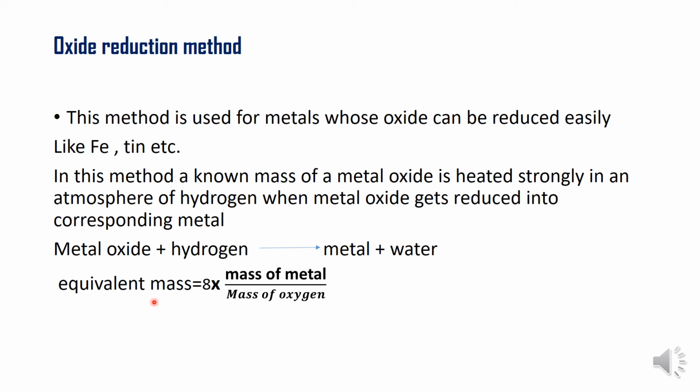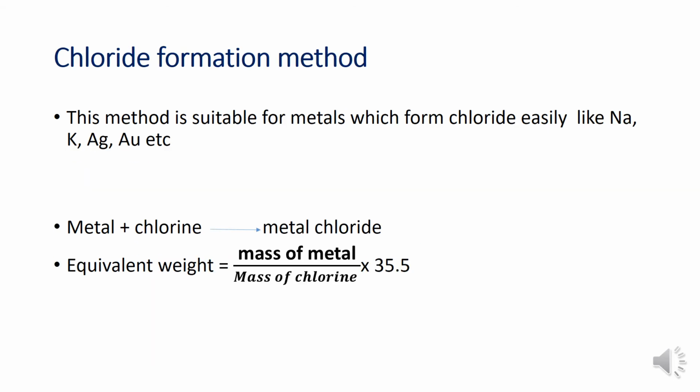So we will find out the formula for equivalent mass, same as earlier, 8 into mass of metal by mass of oxygen. Okay, so if metal oxide is given, you have to subtract metal from metal oxide, and then you will get oxygen, and then you use the formula in the same way. So there is not much of a difference.